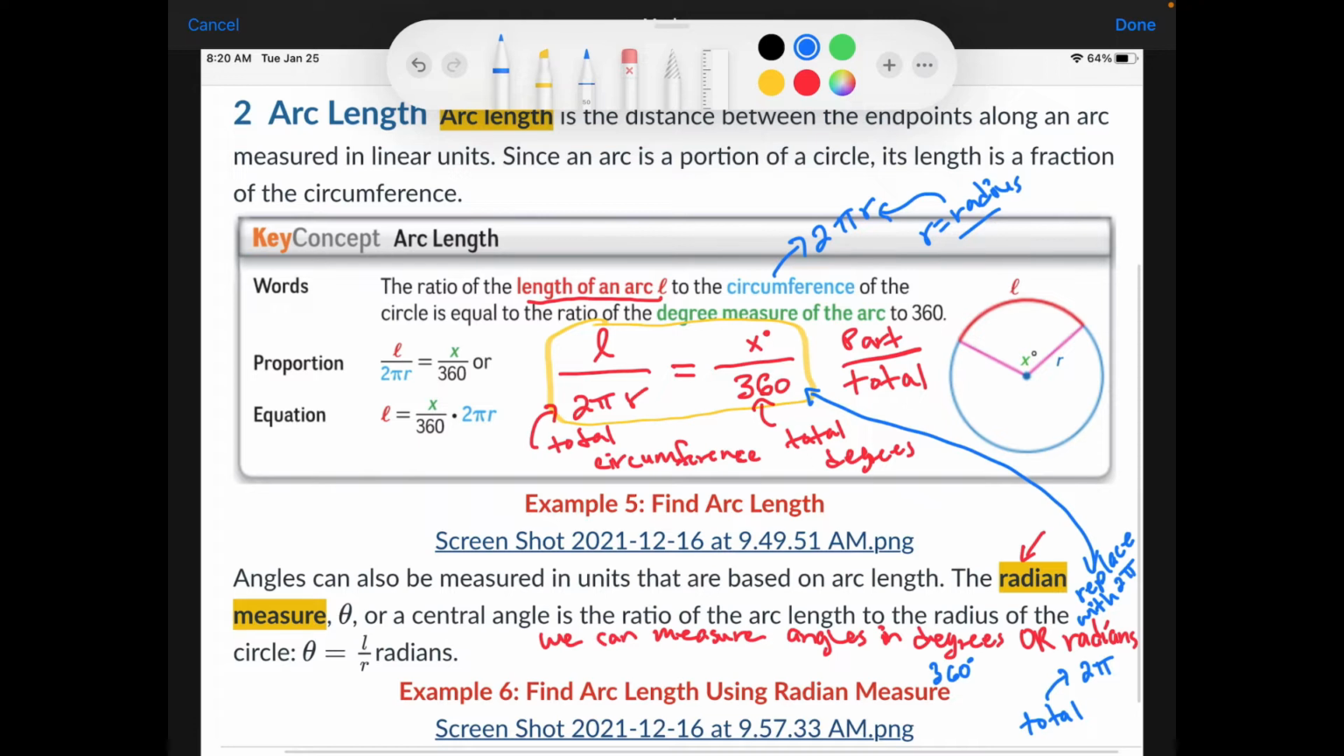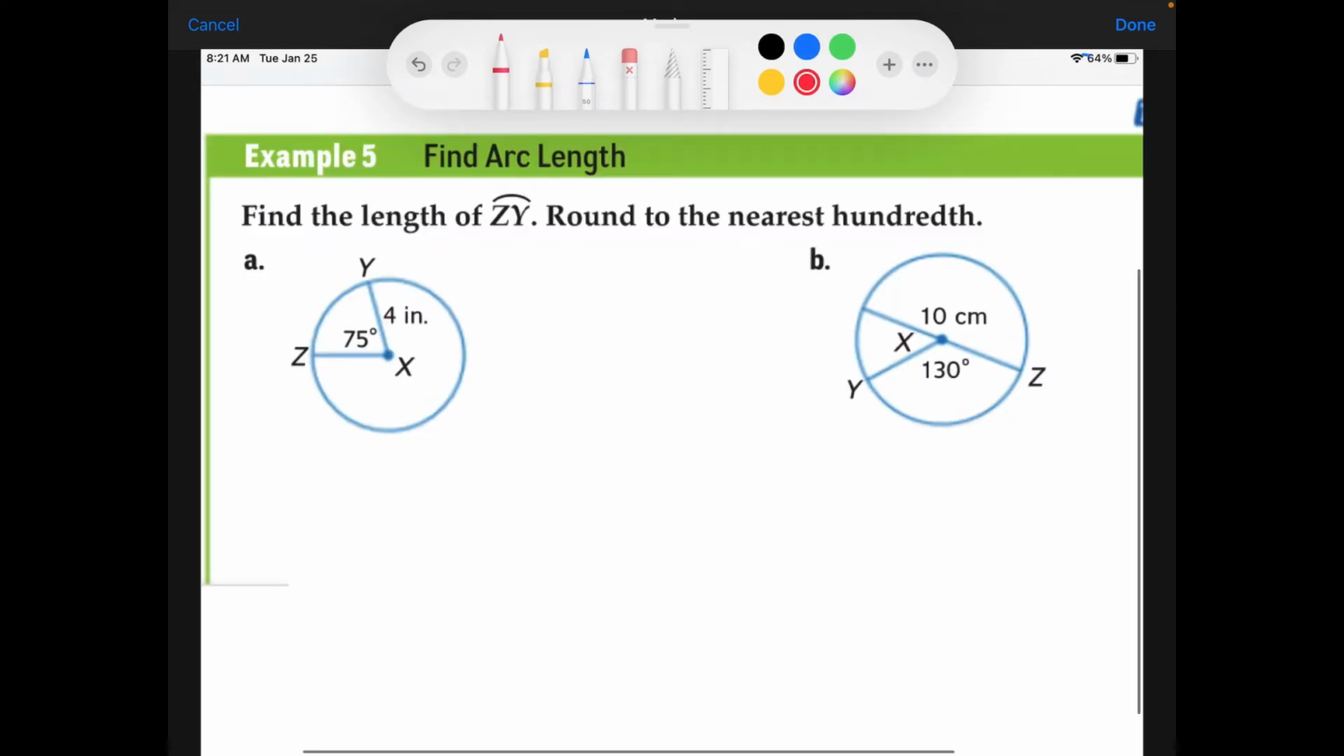How do you know if it's in radian measure? It doesn't have a little bubble next to it, like this one has a little bubble next to it. It won't have that little bubble if it's in radian measure, and a lot of times there is the pi symbol next to a number. Here it says find the length of arc ZY, round to the nearest hundredth. As you can see, the symbol for arc is like a little curved hat, right? So we're going to write our formula.